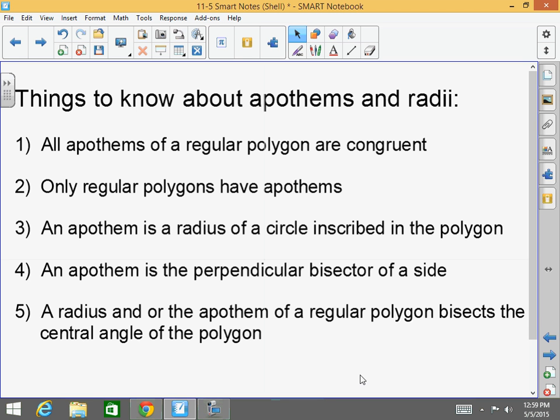Okay. Yes, sir. The only one that applies to the radius is 3 and 5. The other three are talking about the apothem. Come again? Like it's only 3 and 5 that's talking about the radii. Well, no, the radii can be the apothem. Aren't all radii congruent as well? Good question. Okay.